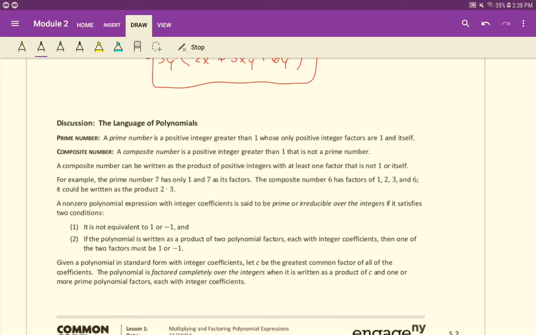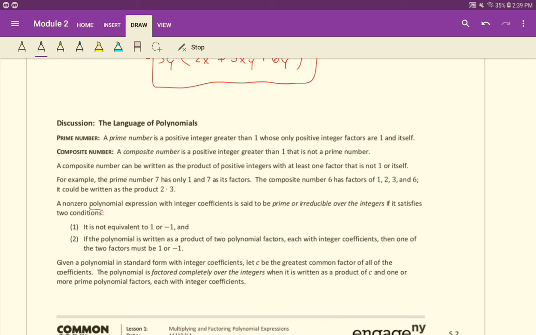A composite number can be written as a product of positive integers with at least one factor that is not 1 or itself. So for example, 6 is a composite number, and it can be written as a product of 2 and 3, right? So it doesn't have to use 6 to get the product. But 7, however, is a prime number. To multiply to get 7 using only integers, you can only use 1 and 7. There are no other nice non-fraction numbers that multiply to give 7 besides 1 and 7.